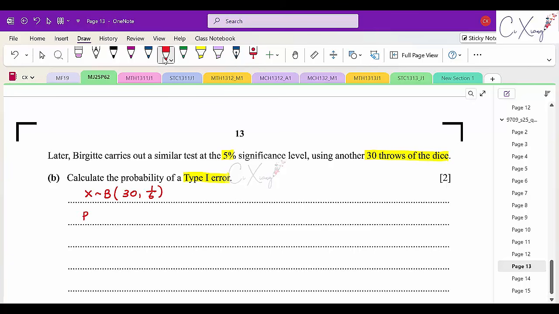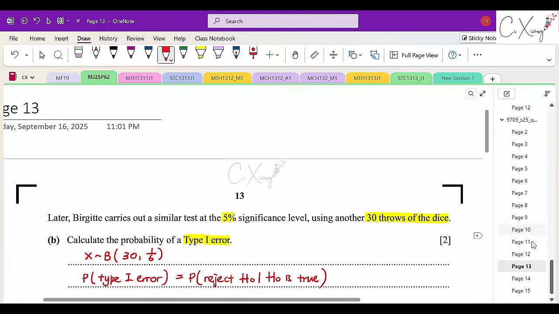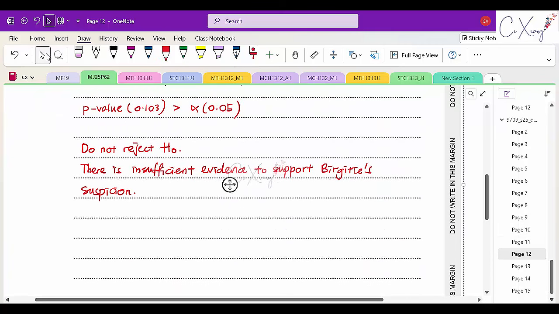Why are we still using 1 over 6 here? Because we need to know the definition for type 1 error first. For type 1 error, the definition is you reject the null hypothesis when the null hypothesis is true. And when you want to calculate the probability of rejecting the null hypothesis when the null hypothesis is true, you need to find out the rejection region first. But our problem now is we actually don't know where the rejection region is. Therefore, we need to use our previous test to help us a little bit.